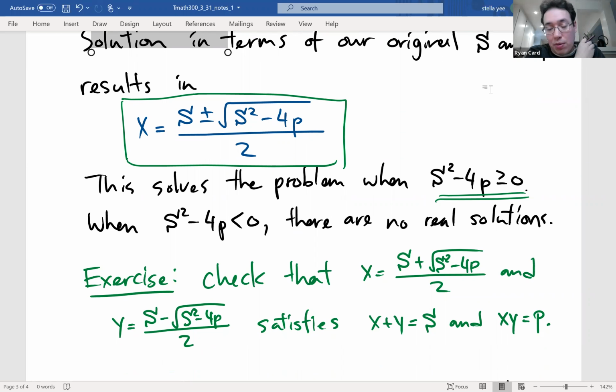Okay. All right. So at this point, I kind of want you to pause this video and check that this really does solve the original problem. So we get two solutions, right? Plus or minus this expression. So let's call x the s plus the rest, and y the minus version of the same equation. And I want you to check that when you add those two things together, you get s as we wanted. And when you multiply it together, you get p. So try that out.